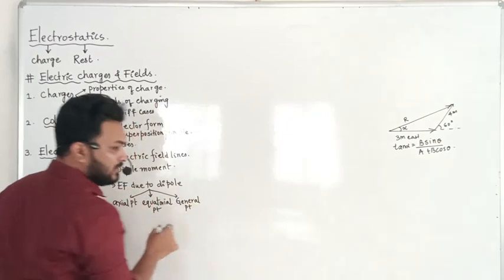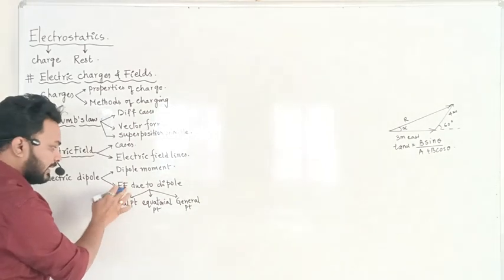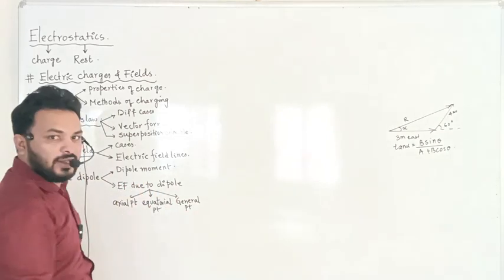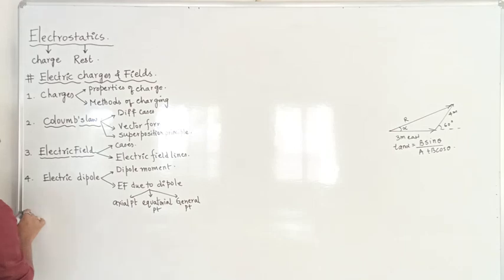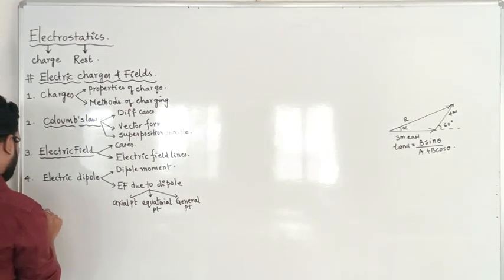In general, we'll see this later. In the electric dipole, we are finding what is the electric field due to a dipole at an axial point, at an equatorial point, and at a general point. Now the fifth concept, we will see what is meant by electric flux.